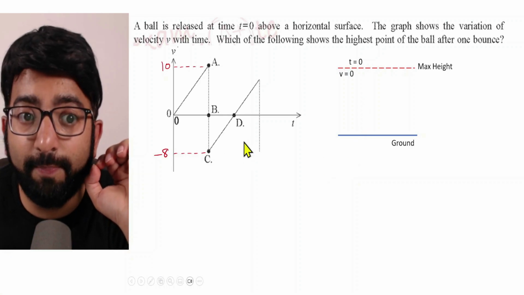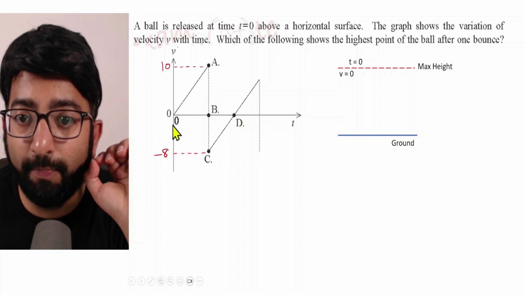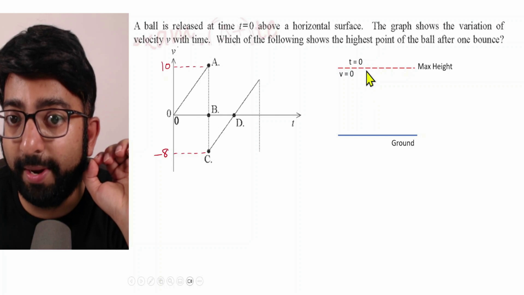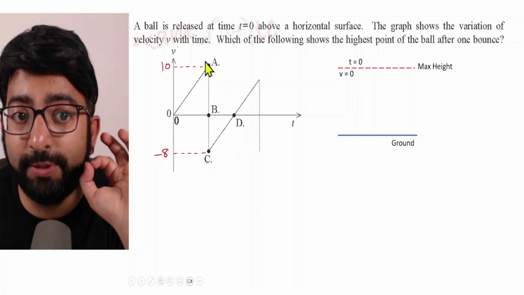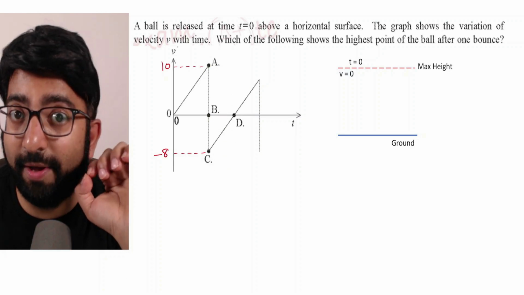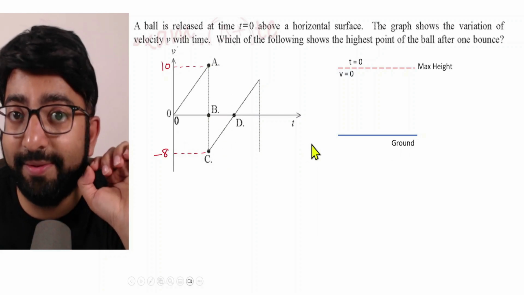But in the graph, different points are labeled origin, A, B, C, and D. The origin point is over here at the maximum height. But what about A, B, C, and D? We need to understand where these points are. That is where you need to be very good while reading the graph.